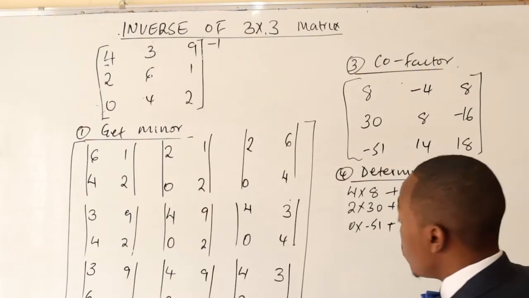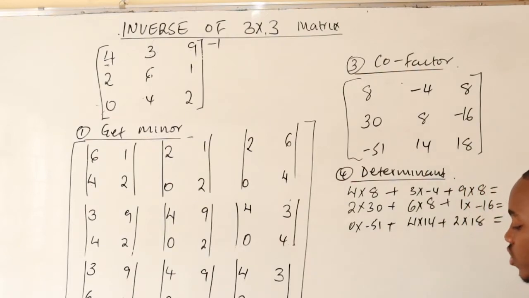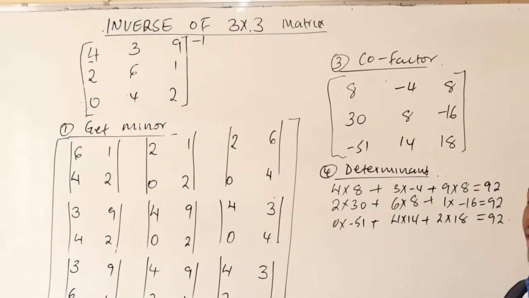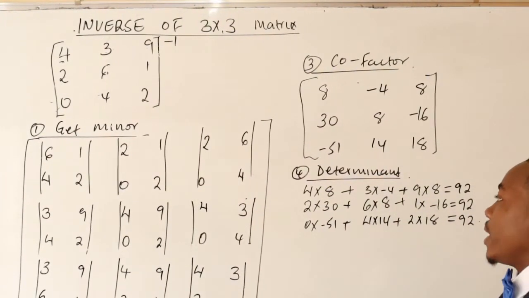So you can use any. You don't use all of the 3, just use one. And with that, you get 92. This one you get 92, even that one you get 92. Even in an exam, you can try this, because if you get different figures, know that you have made a mistake somewhere.